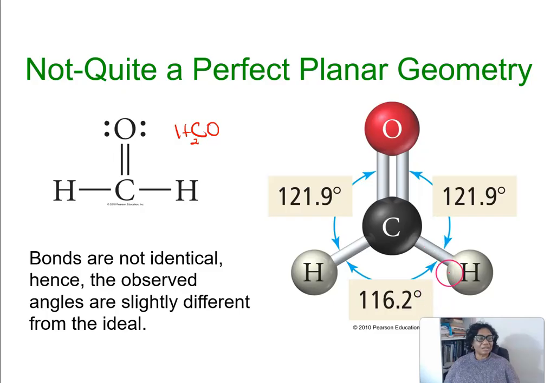You can see it here. The bond angles are not perfect because the bond lengths are not the same, they're not identical. But we still have a trigonal planar structure.